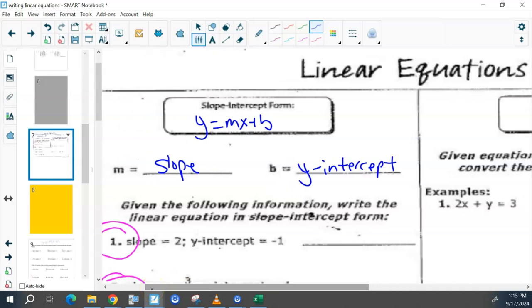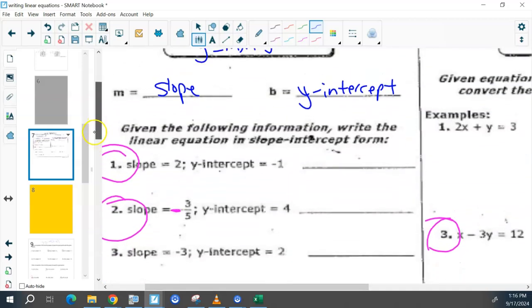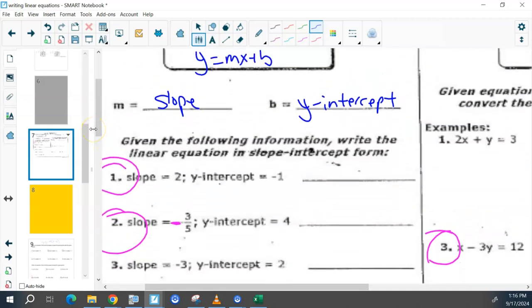And then for these problems, they give you the slope and the y-intercept. So you are just putting those together in our slope-intercept form, kind of like we were doing from the equations, but just from the slope and y-intercept. So I'm going to skip around. Number 2, I have -3/5 for the slope, and my y-intercept is 4. How about I put that together in my slope-intercept equation? Y equals -3/5 x plus 4. Good.